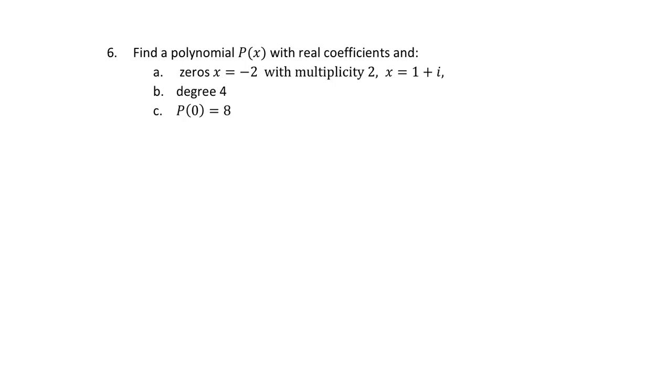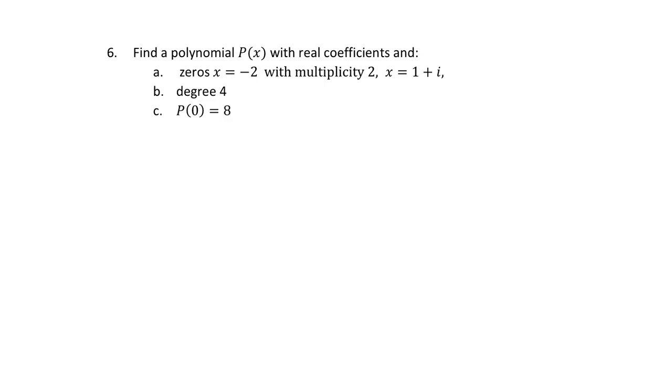For question 6, we need to find a polynomial that has all of these characteristics. So degree 4 means it's going to have 4 factors that we're going to start with, and the zeros are going to tell us what those factors are.